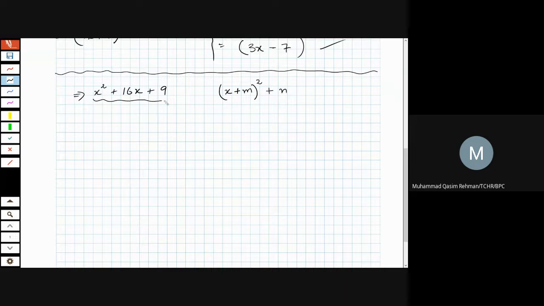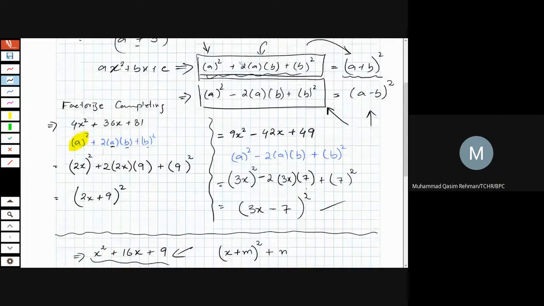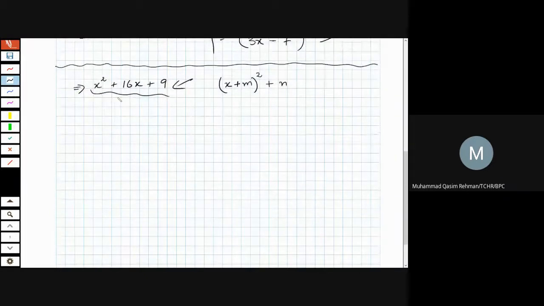Now, this is the original expression, x squared plus 16x plus 9. The examiner wants you to transform this into this particular format. This matches with the first identity, so I'm going to write down the expanded form of the first identity just below as a model, so that I do not go wrong anywhere. I will be transforming all of this into this particular format. All right, let's start.